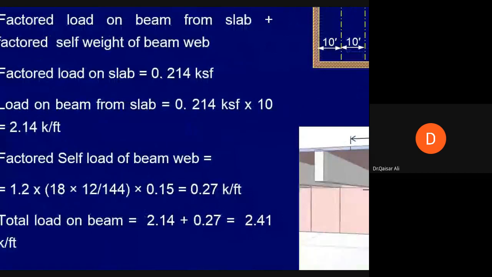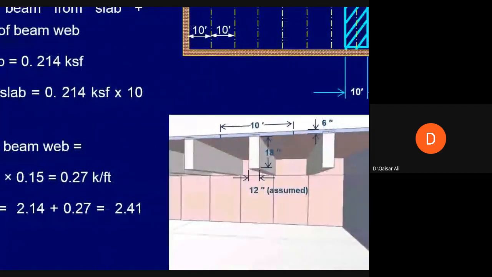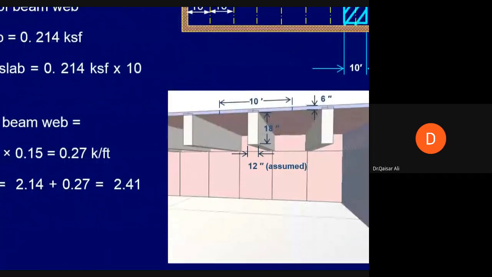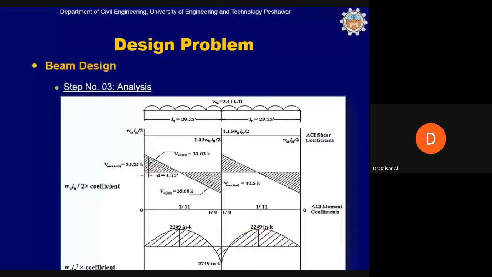12 by 18 divided by 144 times 0.15. This will give you the kip per foot load. Multiply by 1.2 to make this a factored load. This will become 0.27 kip per foot. The total load on the beam will become 2.41 kip per foot, which will be assigned as a UDL on this beam. 2.41 kip per foot, like this.